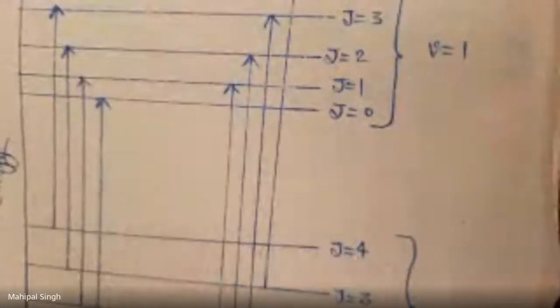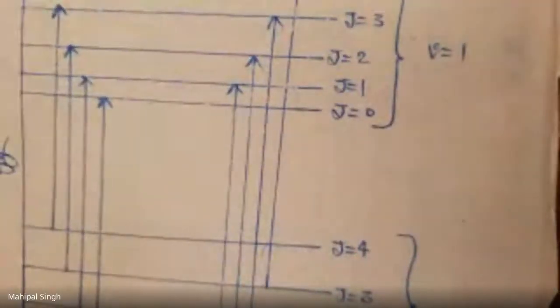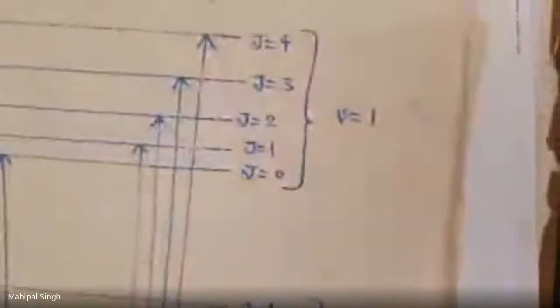The selection rules are delta V equal to 1 and delta J equal to plus minus 1. The transition with delta J equal to 0 is not allowed. Again, we can see this figure 22.